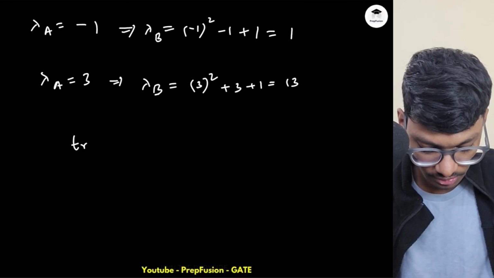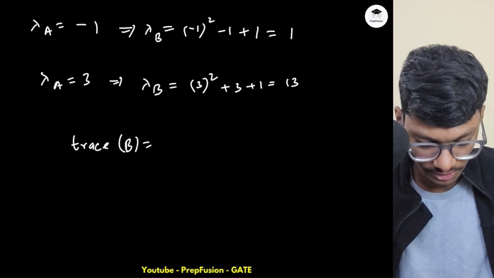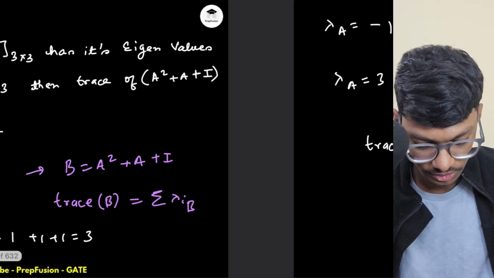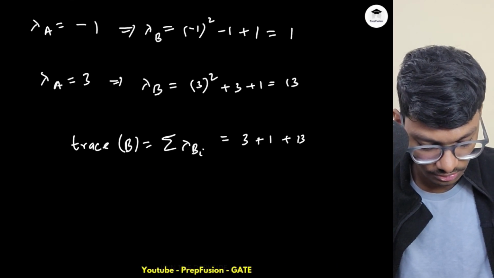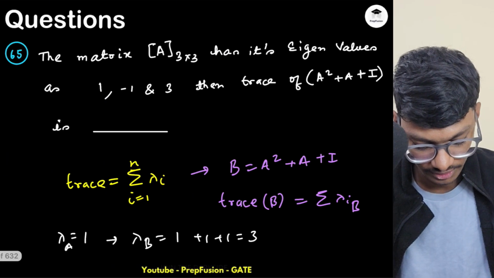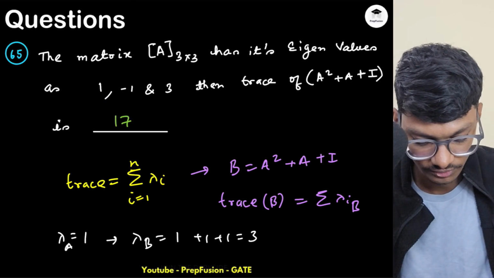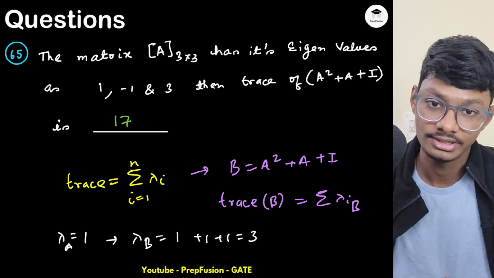Trace of B will be simply the sum of the eigenvalues, right? The sum of the eigenvalues, which equals 3 plus 1 plus 13, which equals 17. So this will be my answer, 17, the trace of this whole thing. This is how you can solve using the Cayley-Hamilton theorem, which is very easy for you to solve.